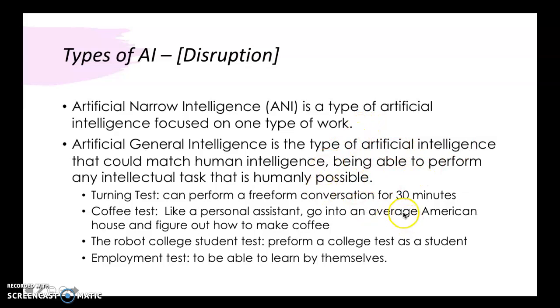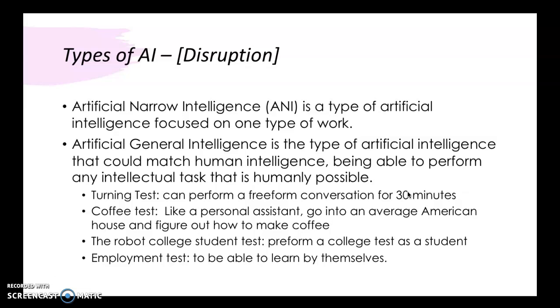And the other type is more general intelligence, which means this AI computer can perform multiple kinds of tasks, closer to what a human being can do.